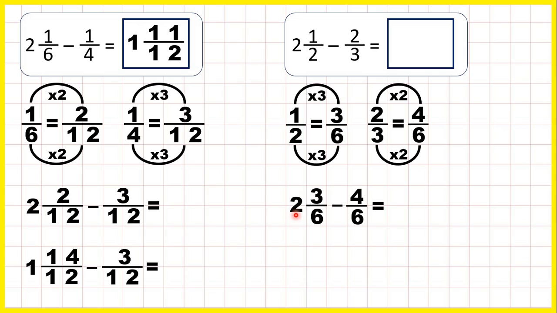So instead of 2, we have 1, and instead of 3/6, because we can add the denominator to the numerator, 6 plus 3 is 9, so we have 1 and 9/6. We're subtracting 4/6, so if we subtract the fractions, 9/6 minus 4/6 is 5/6, and then 1 minus nothing is 1, so our answer is 1 and 5/6.